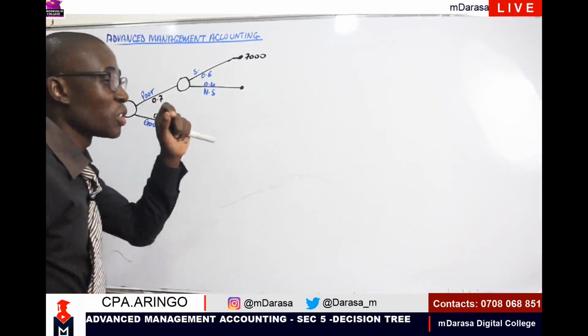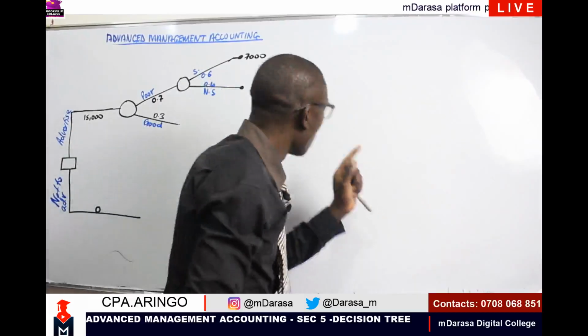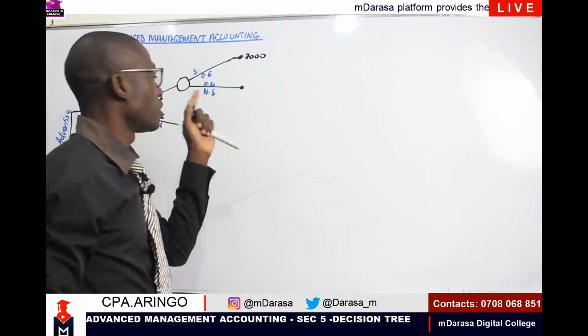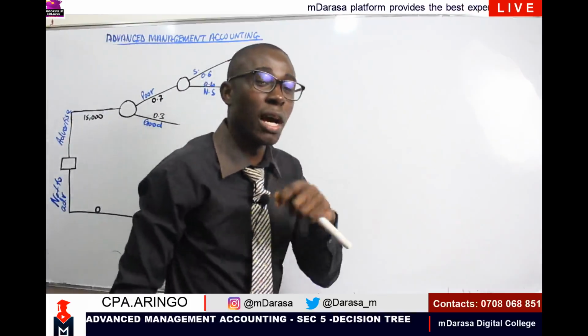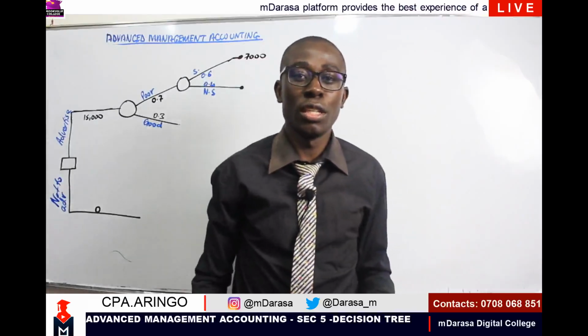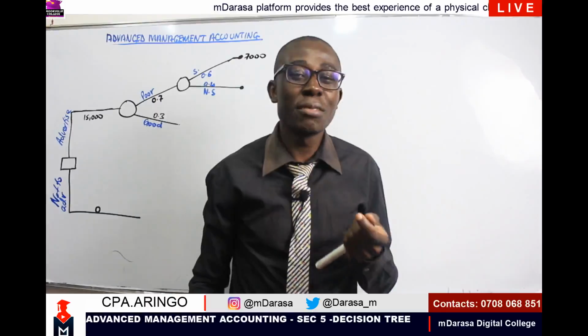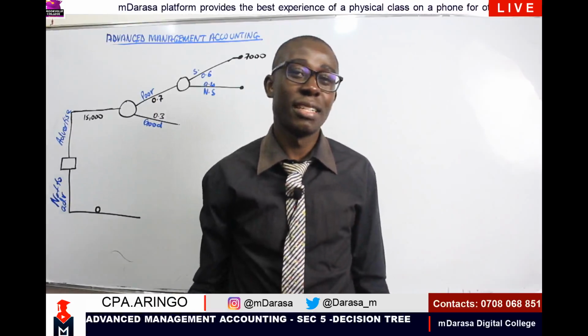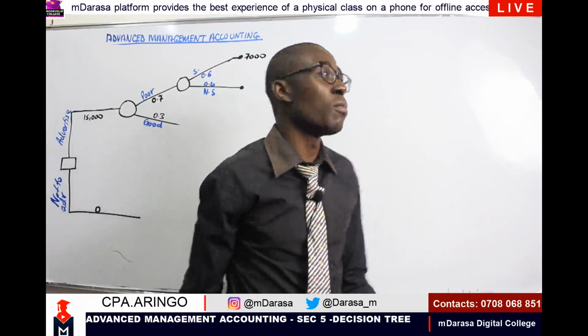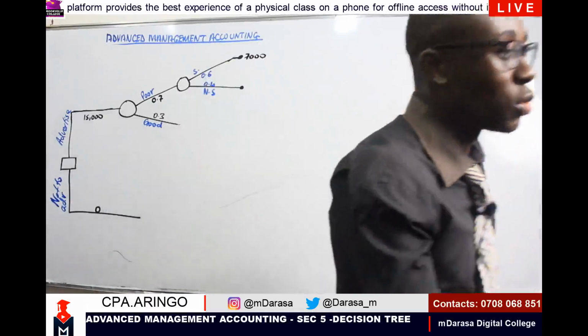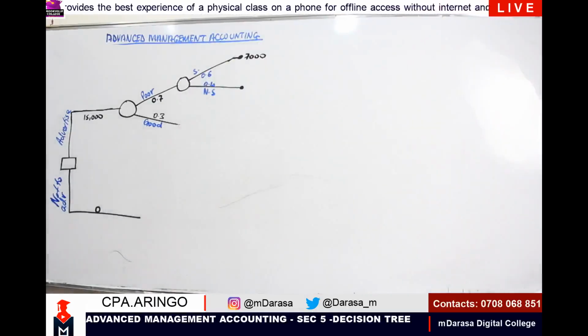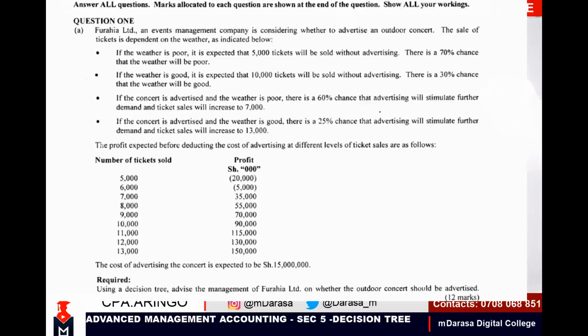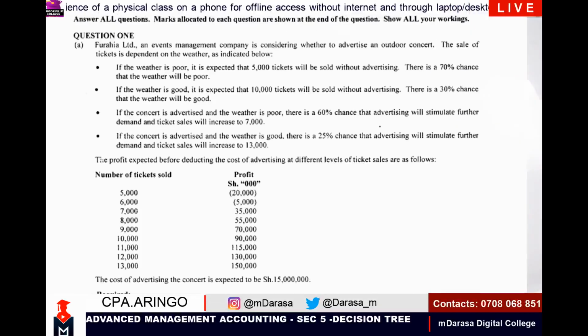The other good question that you need to ask yourself is, what if it has not stimulated our demand? Will our ticket sales change? It will not change. It will just be the same as if we've not done any form of advertisement. So our ticket sales will remain to be how much under the condition of poor weather? I want you guys to look at note number 1. I've shared the question with you here. If the weather is poor, it is expected that 5,000 tickets will be sold without advertising.